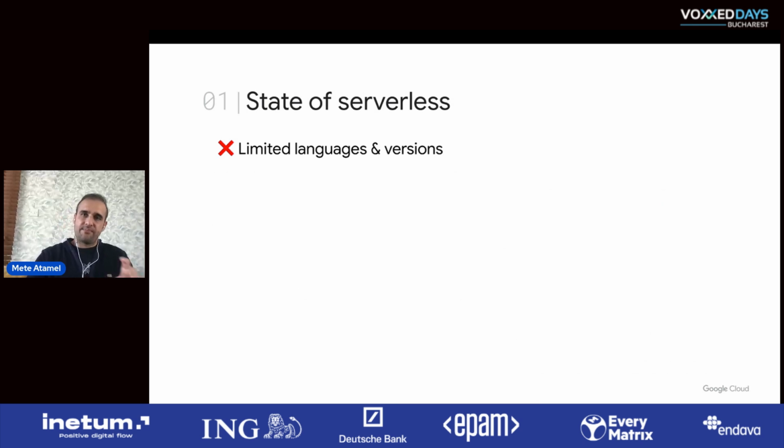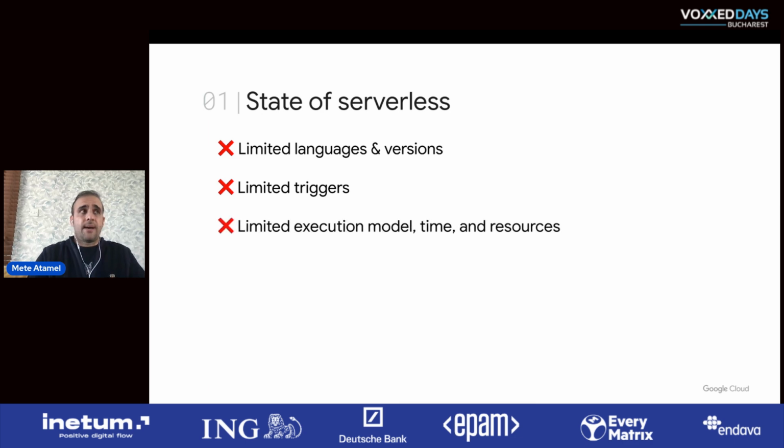The characteristics of this phase is that you had these functions, they were managed, which was great, but you could only use them for limited languages and versions, so you couldn't use them for anything you want. You had limited triggers, so it was mainly HTTP based, with some other triggers here and there, but not much support beyond a handful of services. What you could run, how much memory you have, and how much time you have in these functions were very limited, and this limited the type of workloads that you can run on these functions.